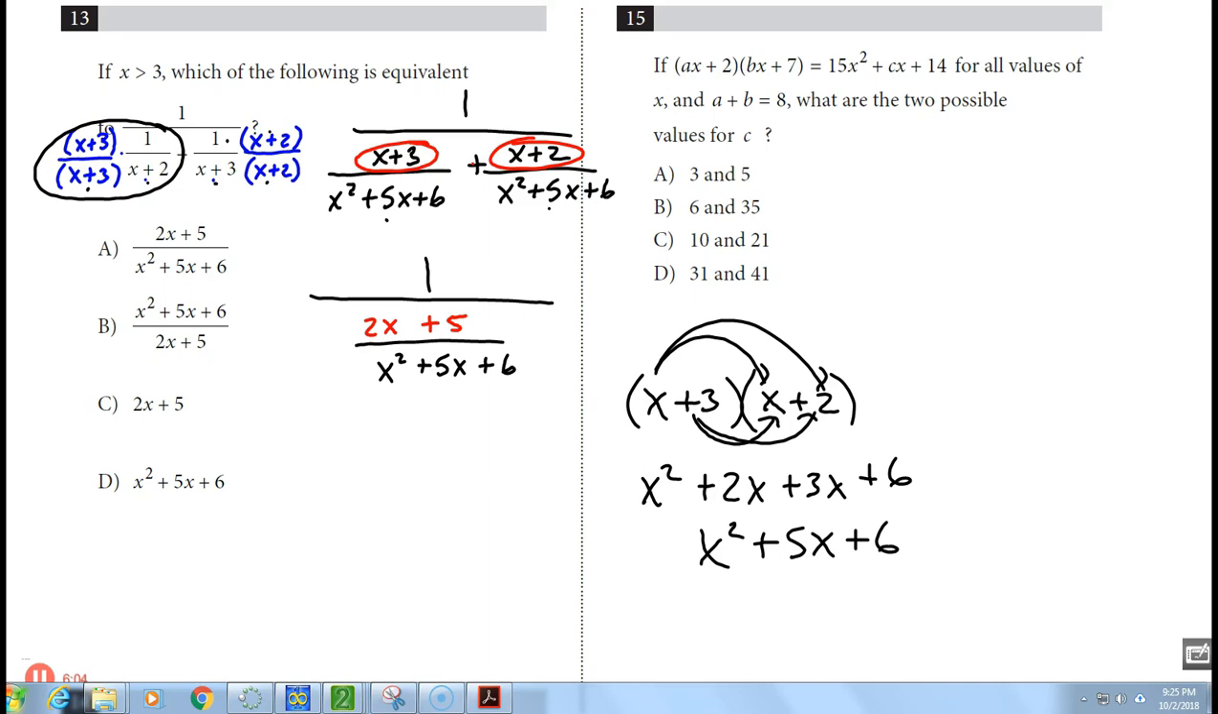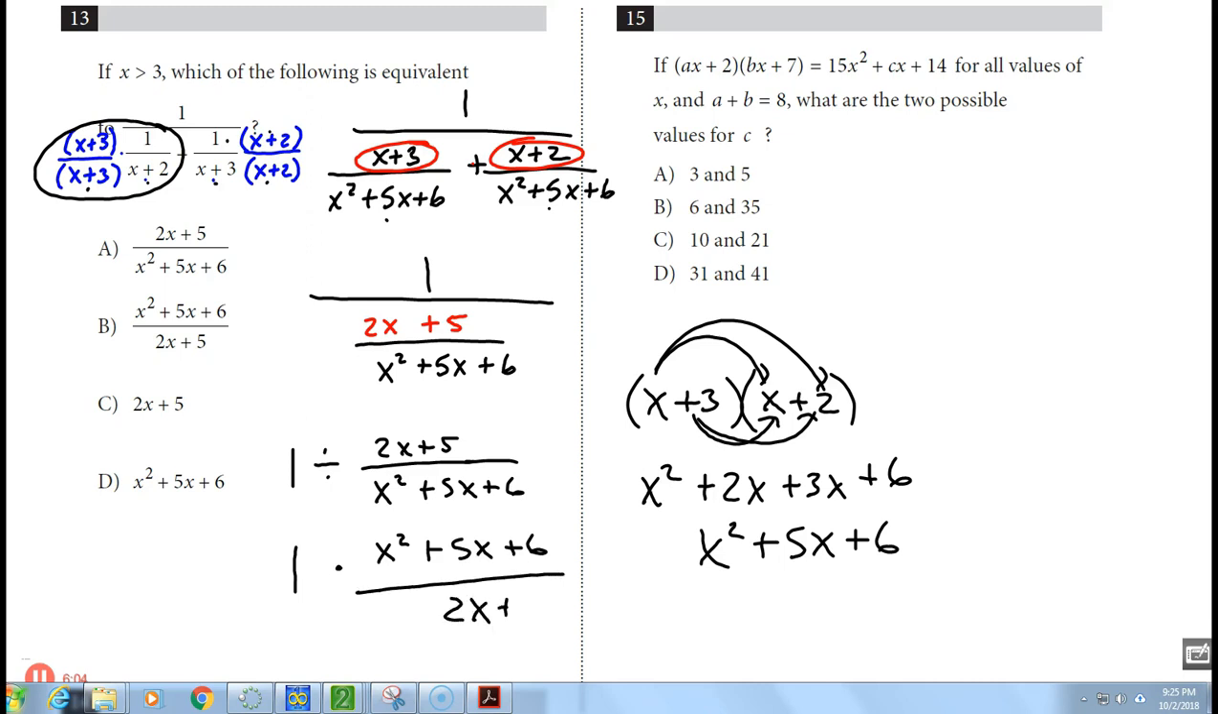And now, kind of using the trick I use with numbers, or not a trick, but whenever I divide fractions, 1 divided by 2x plus 5 over x squared plus 5x plus 6 is really the same thing as 1 multiplied by the flip of that, or the reciprocal of that. And 1 times anything just gives me the answer. Now, I'm tired even doing that. That was a lot more work than necessary.